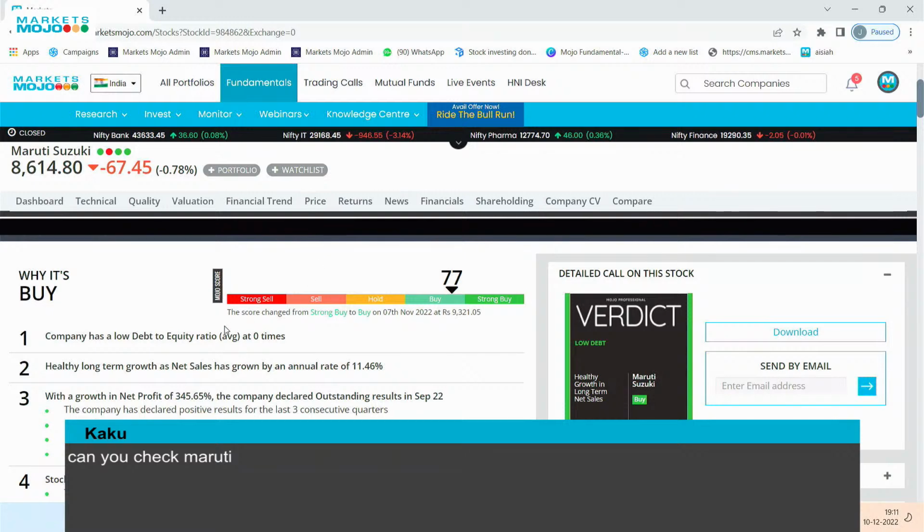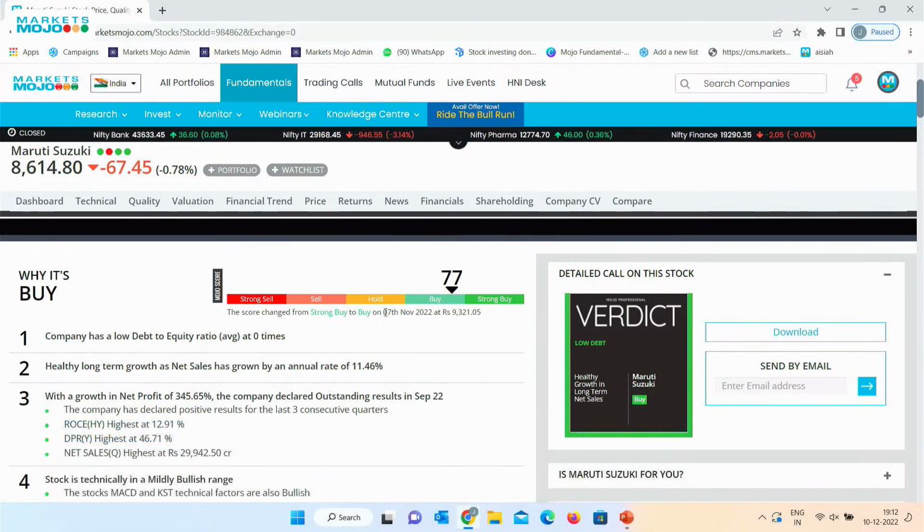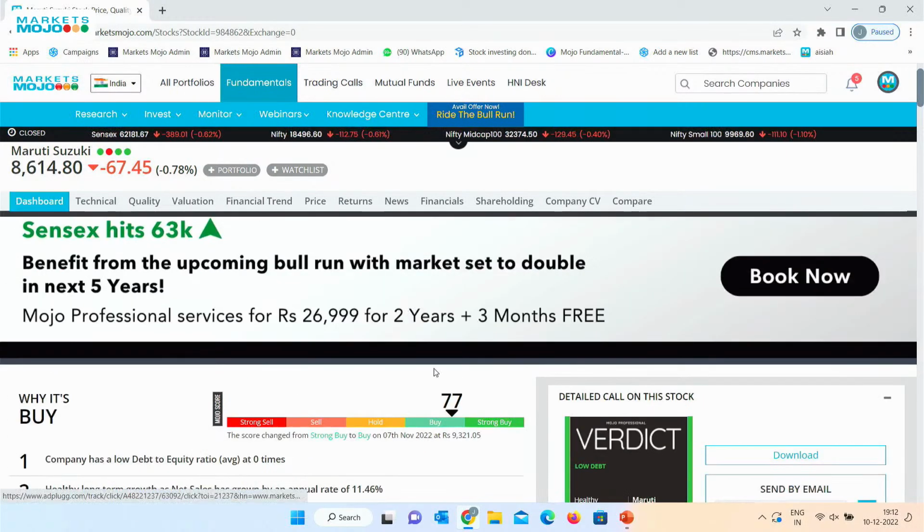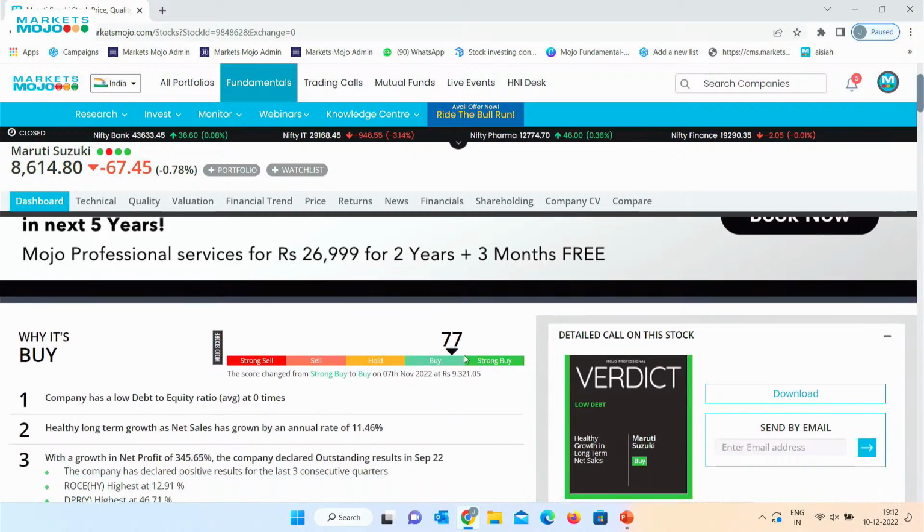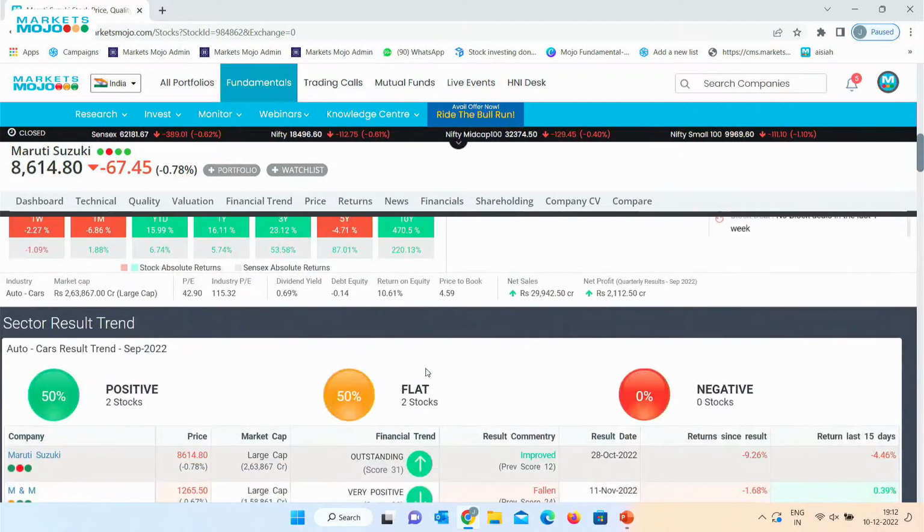Okay. So yes, the score has changed from strong buy to buy, which is a negative, on 7th November, which has happened recently. But it's still in the buy range criteria. Many companies I've seen that have been multi-baggers move from buy to strong buy to buy to strong buy. Sometimes it does go to hold, but it remains in this particular category. So this is not a major problem over here. It's still at 77, which is a good number.